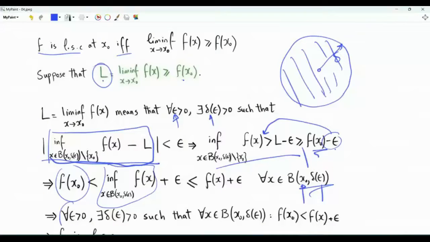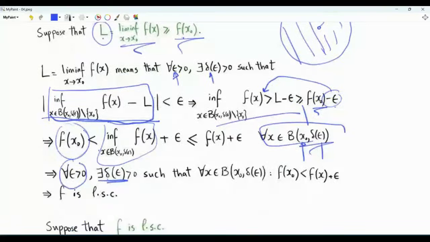What is the conclusion? For every epsilon greater than 0, we can find a corresponding strictly positive delta, such that for every x that is in the ball with center x0 and some radius which is delta, we have that f of x0 is less than f of x plus epsilon. And this is one of the definitions of a lower semi-continuous function. So if we start by assuming that the limit infimum is greater than or equal to f of x0, then indeed the function is lower semi-continuous.